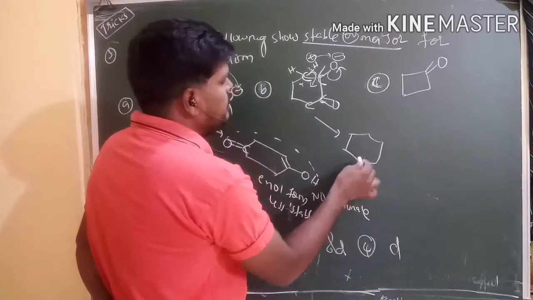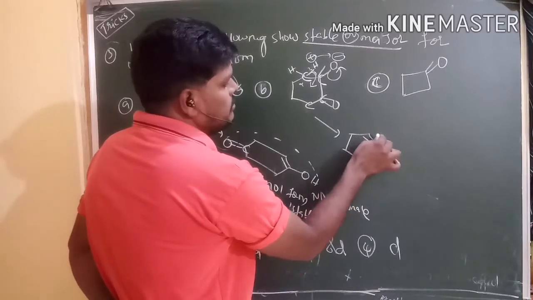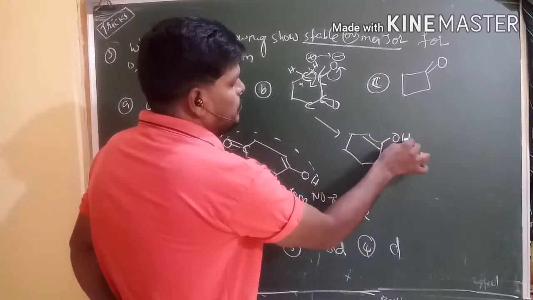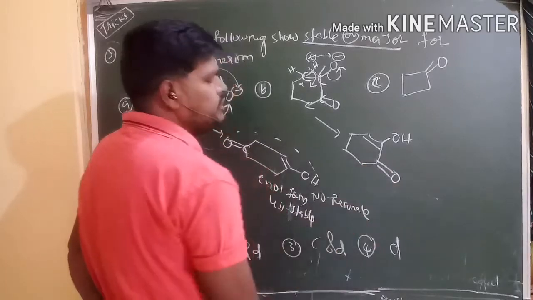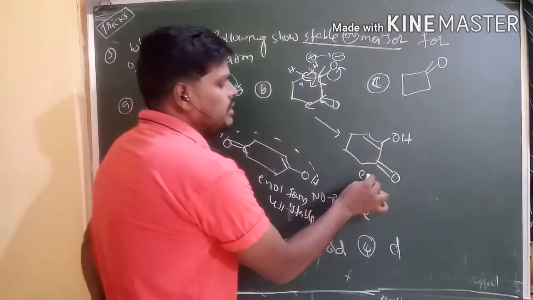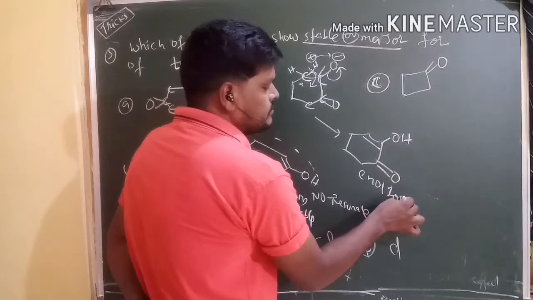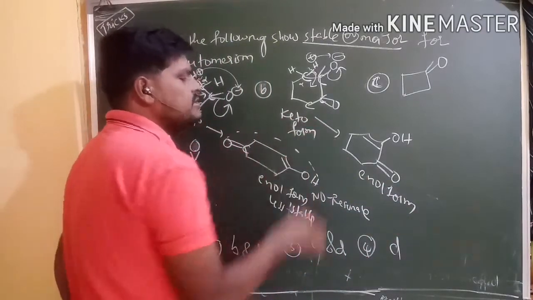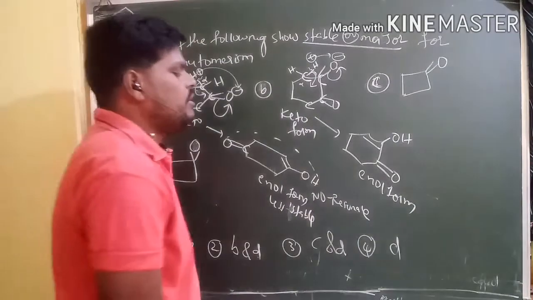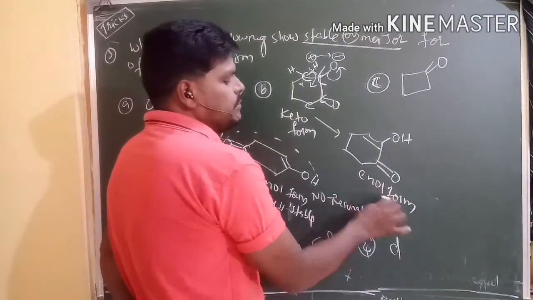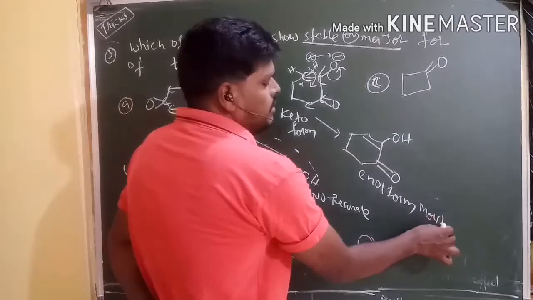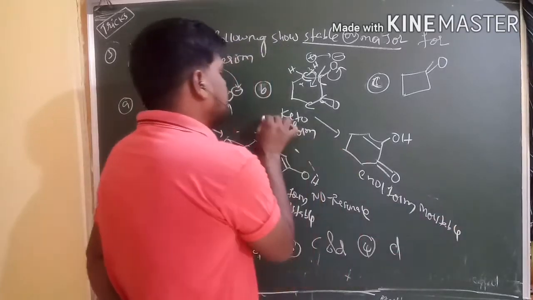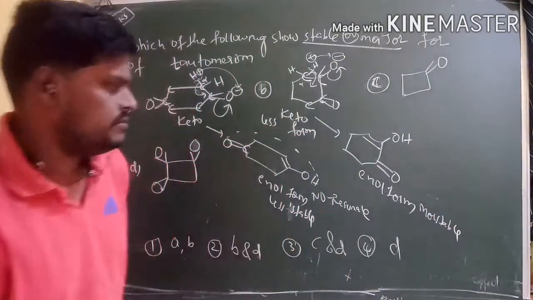So write down the enol form here. Double bond, OH, and the keto group is there. So here is the enol form, and it is the keto form. You know what? The enol form here is more stable than the keto form. Here the keto form is less stable.